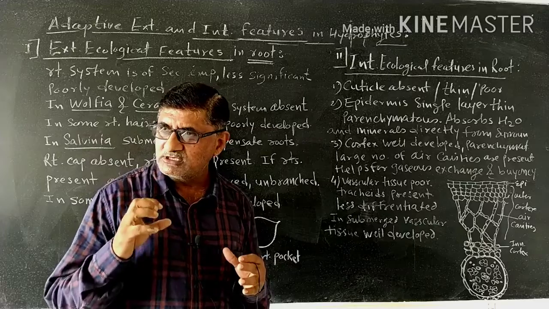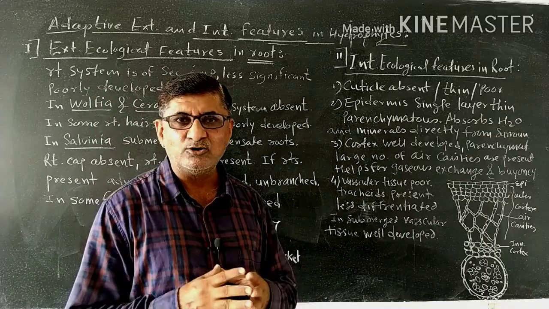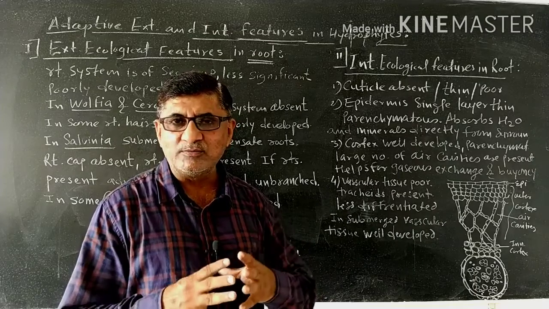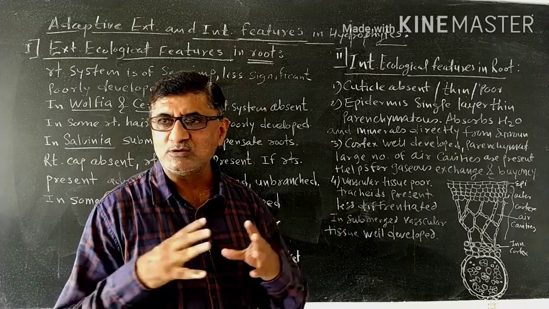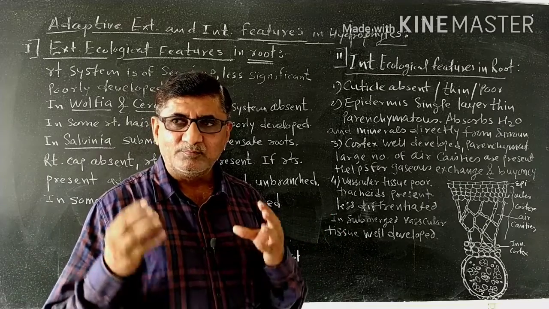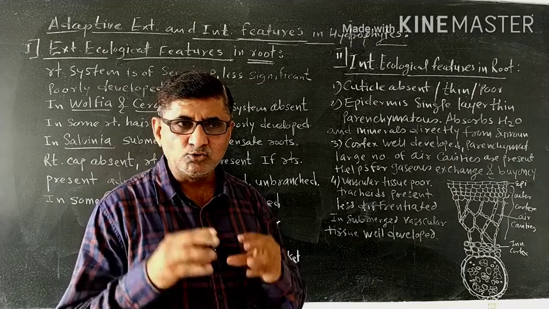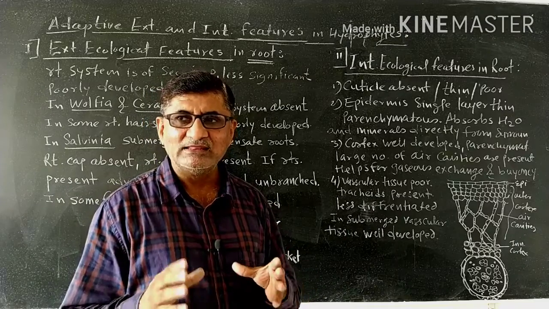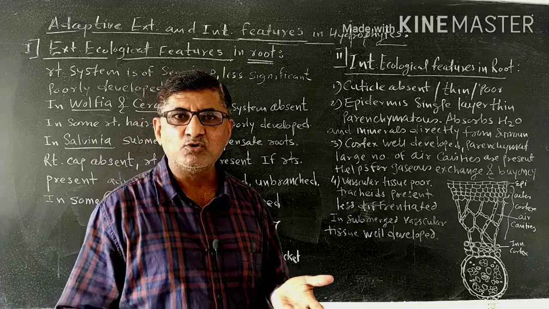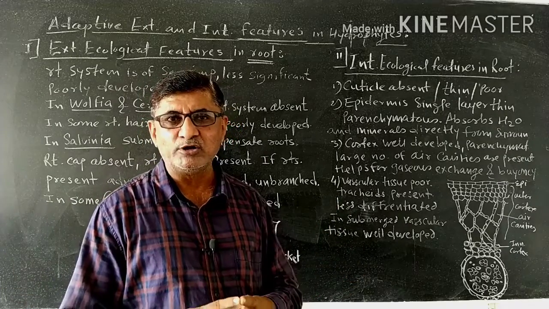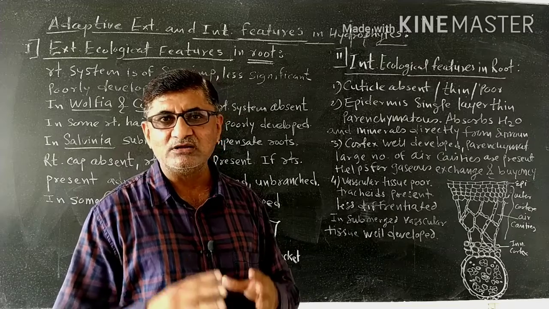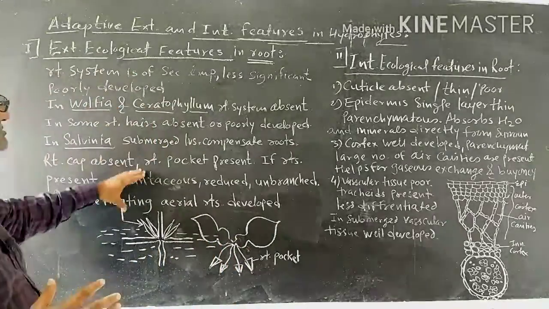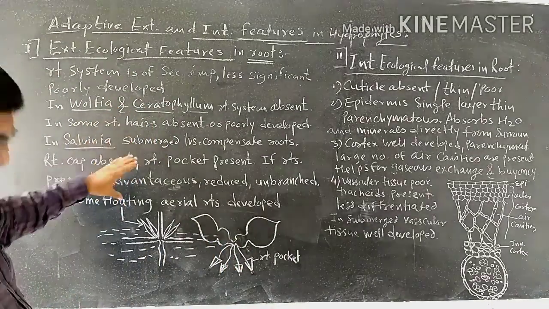So, from studying these external adaptations in the hydrophytes, we came to know that hydrophytes do not require a more developed root because they do not need to absorb water. That is why the roots remain reduced, and that is better for their survival, because less water goes into their body if the roots are absent or reduced or root hairs are absent. These are the external ecological adaptations in the roots of the hydrophytes.